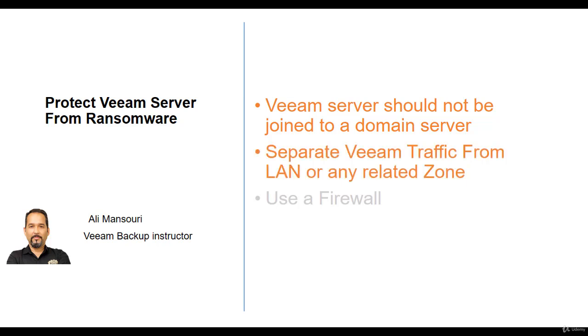Keep that in mind. Second, you should separate your Veeam server from your network by adding another NIC, or network interface card, to your Veeam server, and you should also add a new VMware vSwitch to separate traffic. And lastly, the best practice is to use a firewall between this separated network and your production environment. This design will help you protect your Veeam server from ransomware attack. So let's jump right in to clarify it in our diagram.